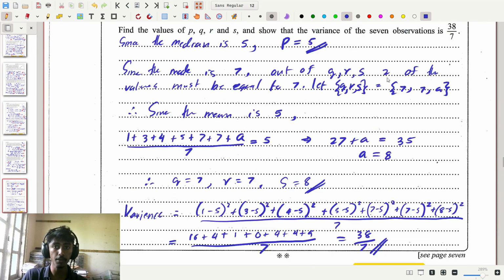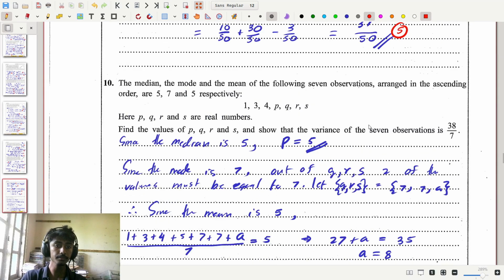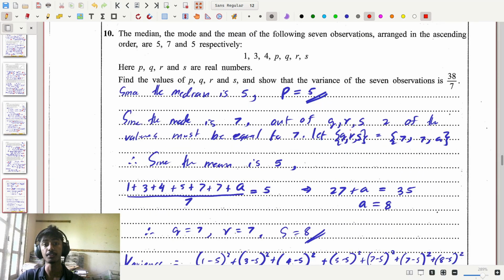Now finally, let's go up and discuss the marks award for this question. So at the start of the question, when you directly say that since the median is equal to 5 and our list is already sorted in ascending order, the middle value P must be equal to 5, you get 5 marks.